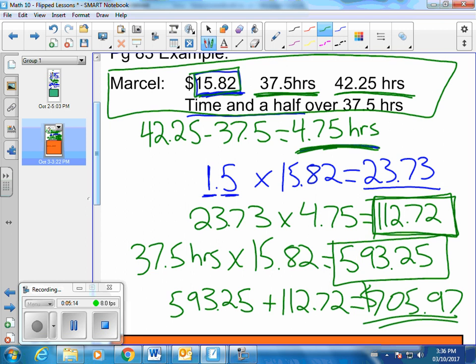So we figure out how many overtime hours he has. We find out what his overtime wage is. We multiply his overtime wage by his overtime hours to get how much money he makes during overtime. Then we add up his regular working hours. So we calculate out his total for his regular working hours. Then we add the two of those together and we wind up with a total.